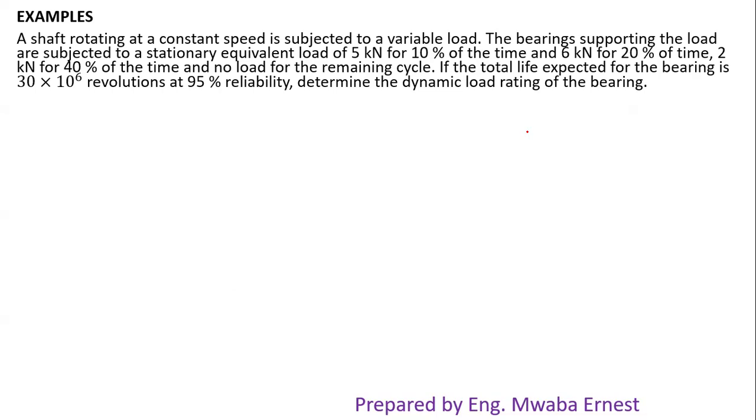The bearings supporting the load are subjected to a stationary equivalent load of 5 kilonewtons for 10% of the time and 6 kilonewtons for 20% of the time. And we've also been given 2 kilonewtons for 40% of the time and no load for the remaining cycle.